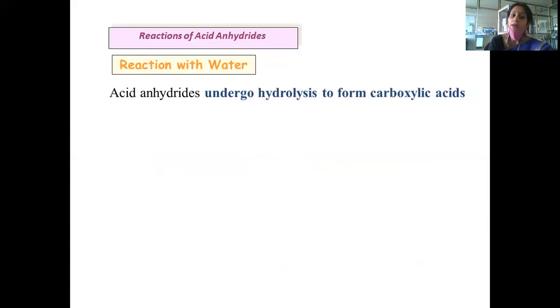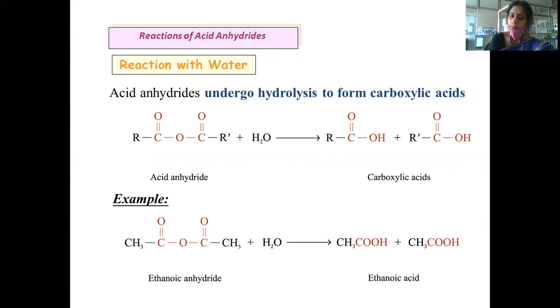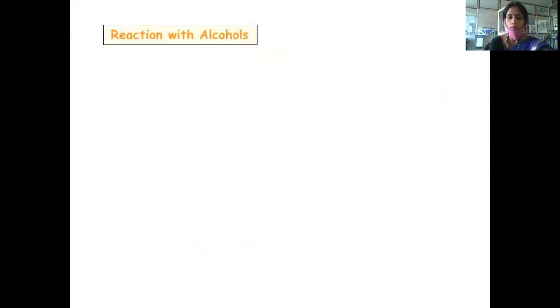Next is the reaction of acid anhydrides. When acid anhydrides get hydrolyzed, they break down to form carboxylic acids, and like 2 kinds of carboxylic acid depending on the type of the alkyl groups. If both the groups are symmetrical, the same groups, then 2 moles of the same acid will be formed.